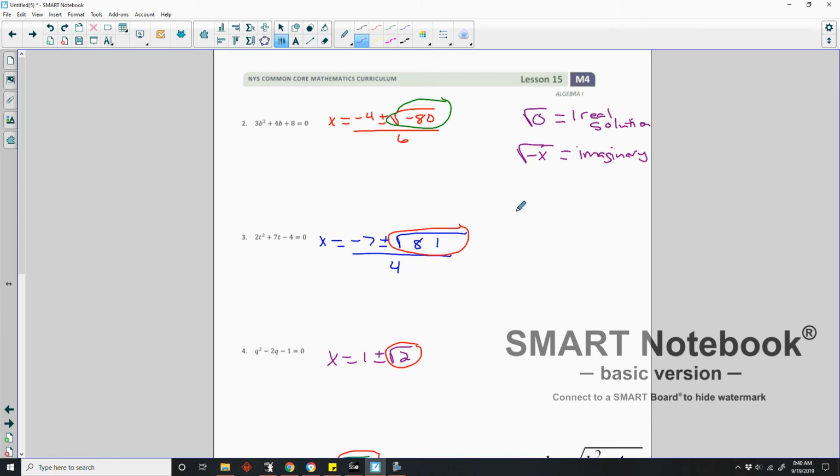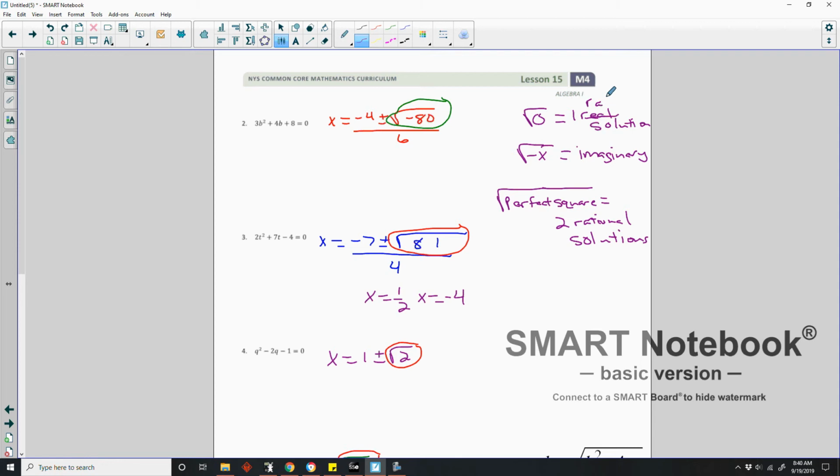All right, so here we have the square root of 81. That is a perfect square. So when we have a perfect square under the radical, that is going to give us, okay, so what did this answer become? I didn't write the answer down. It was x equals negative 7 plus 9, which is 2 over 4, which was a half, and x equals negative 7 minus 9, which is negative 16 divided by 4, which was negative 4. A perfect square will yield 2 rational real solutions.